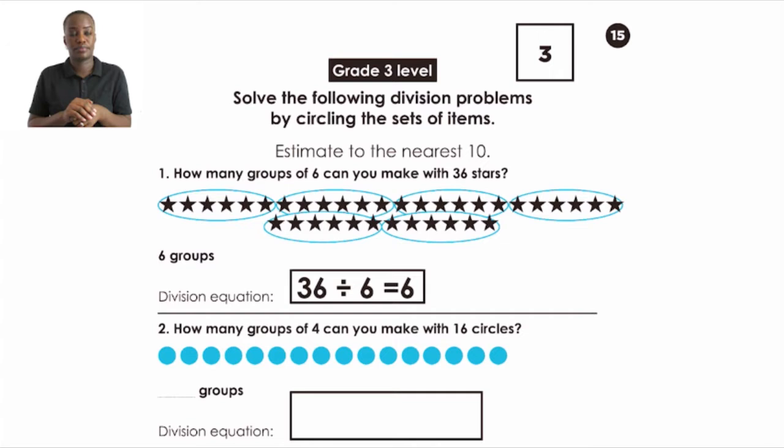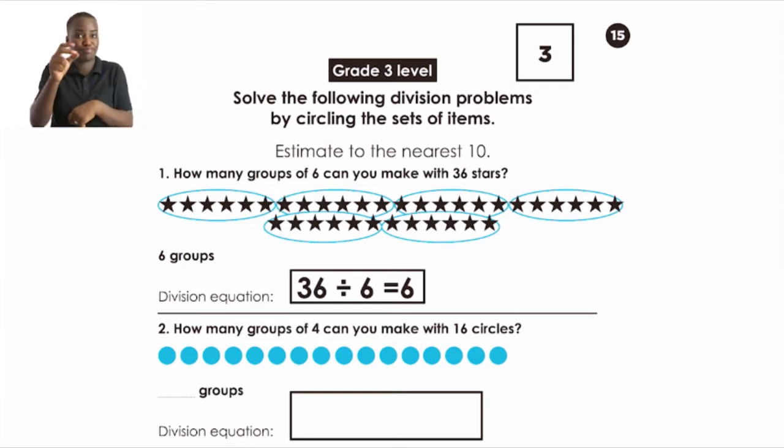On page 15, we can see that we have division. Now, to divide is to break apart and put in different groups. We are going to be using the grouping system, and we are going to circle them. You can see for number 1 they have done it for us, and they are stars.